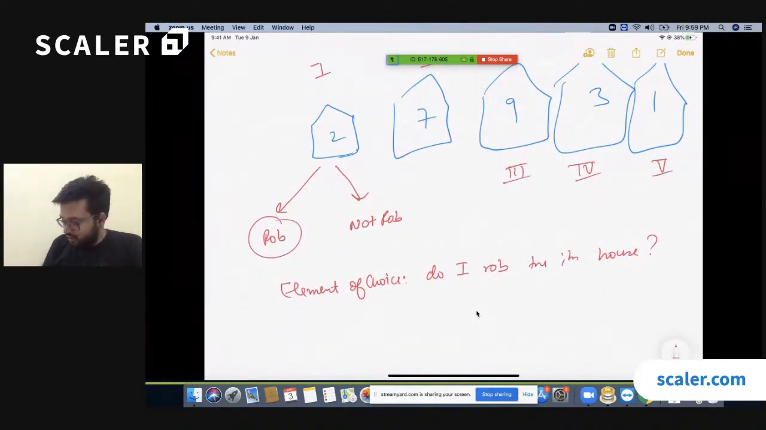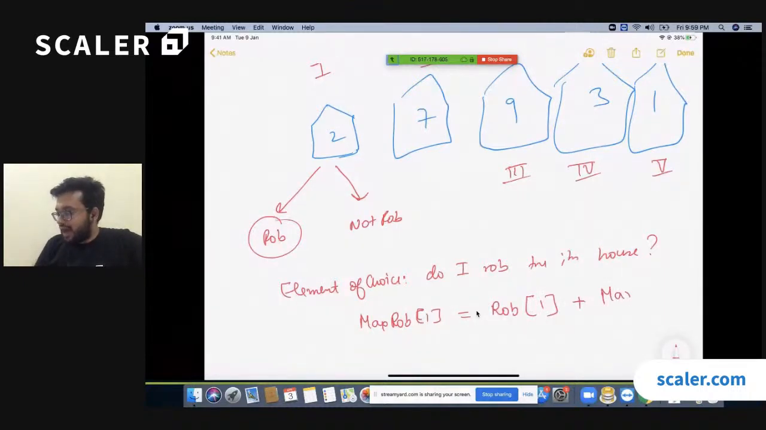I will tell you that the answer to max robbery 1 option would be that you rob the first house. If I rob the first house, I will get some gold coins. Plus, let me compute the answer to max robbery 3. So what I am doing, I am reducing a problem to a smaller problem.